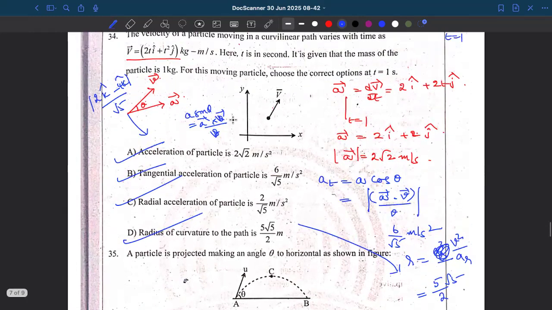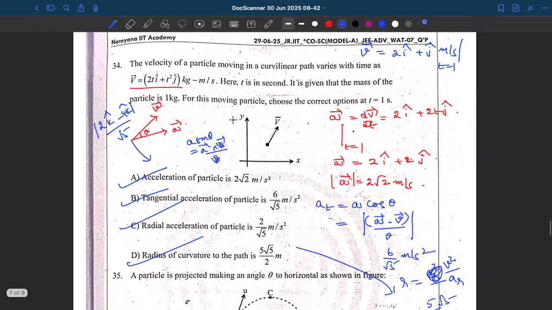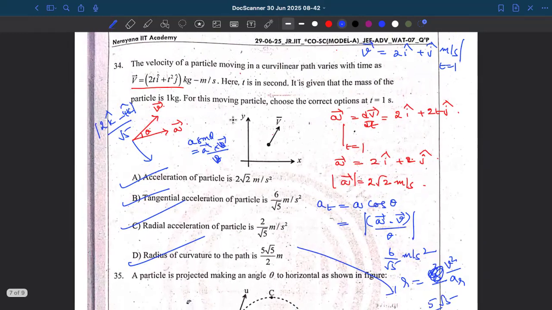Simple. And I'm still surprised at why we did not do this. Why did you not do these 2 options? You should actually touch them once. Curvilinear means not a straight line, it's a curved path.